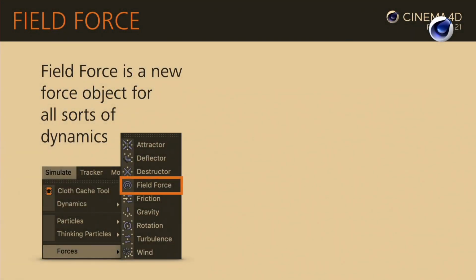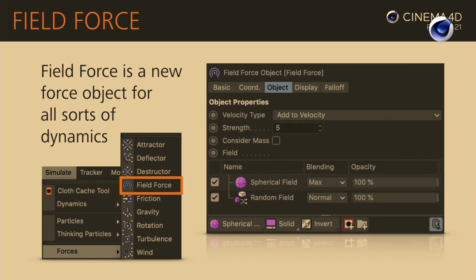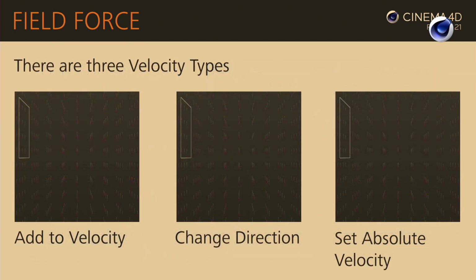Look at this. Field force is a new force object, and it works with all sorts of dynamics. With our dynamic system, with our particles, it works with spline dynamics, it works with cloth. So you can really use it with every force in Cinema 4D, and you can use it to create incredible stuff. I've got so many great examples here. So let's have a look.